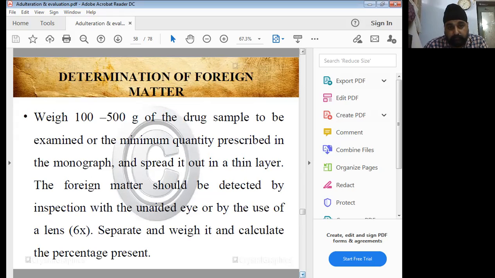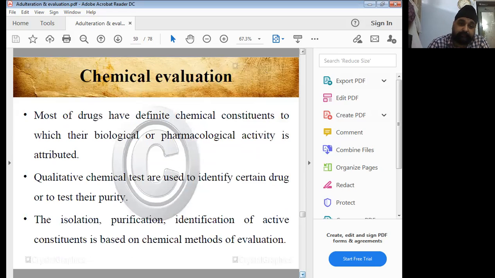Then we can also determine the foreign matter. What we have to do is take 100 to 500 grams of drug sample, which is spread in a thin layer. Then foreign matter can be detected by the unaided eye or by using a lens. They can be separated and weighed to determine its percentage.